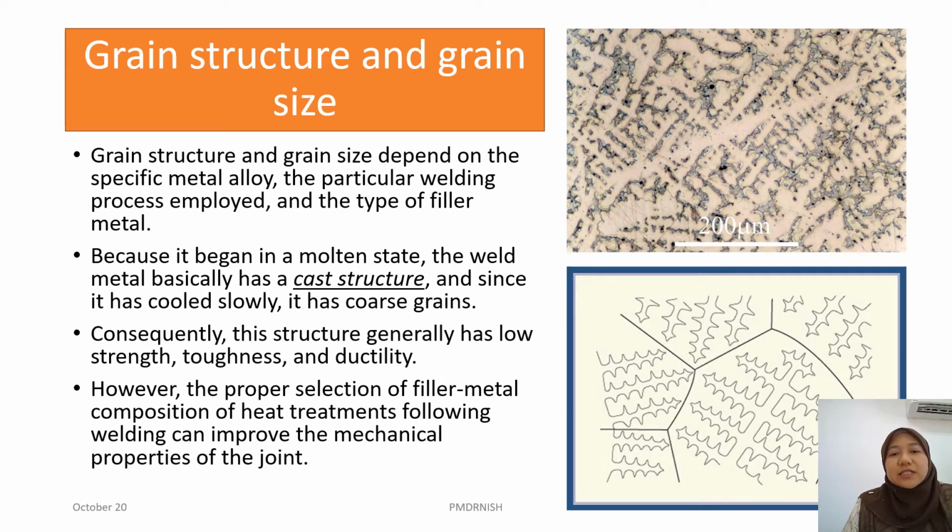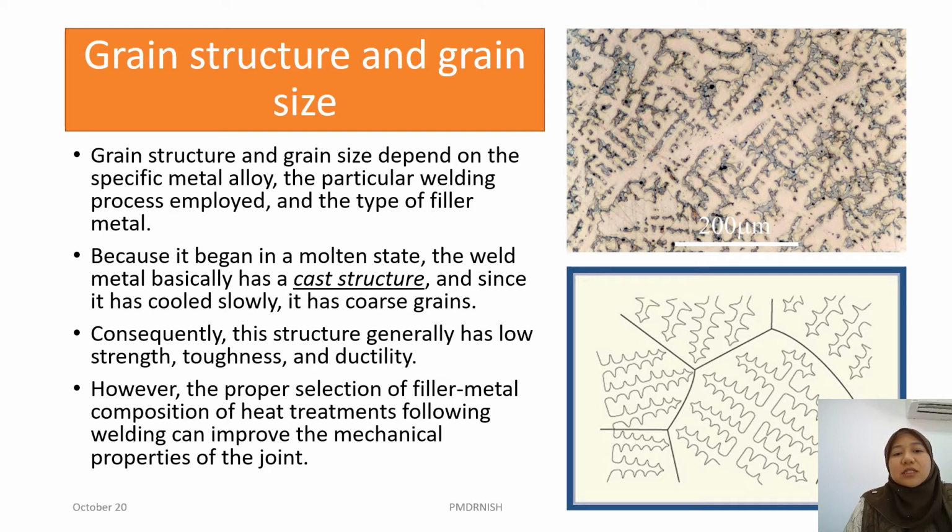Grain structure and grain size depend on the specific metal alloy, the particular welding process employed, and the type of filler material. So the grains that form after the welding process depend on these factors. Because it began in a molten state, the weld metal basically has a cast structure. Although this is a welding process, the dendritic structure is normally called a cast structure because it also happens in the casting process.